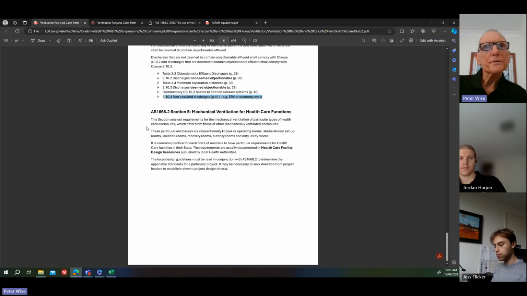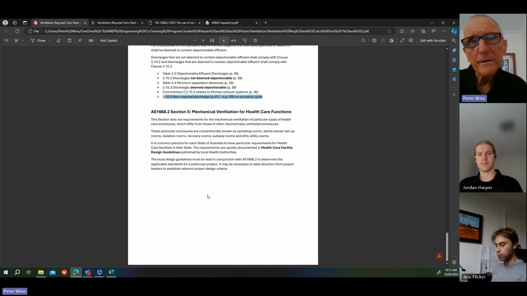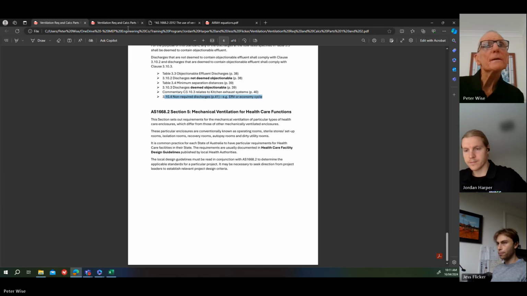Okay, I just wanted to mention section 5 of AS 1668 part 2. This is mechanical ventilation for healthcare functions. This section sets out minimum requirements for ventilation rates for hospitals. We'll just have a quick look at it.